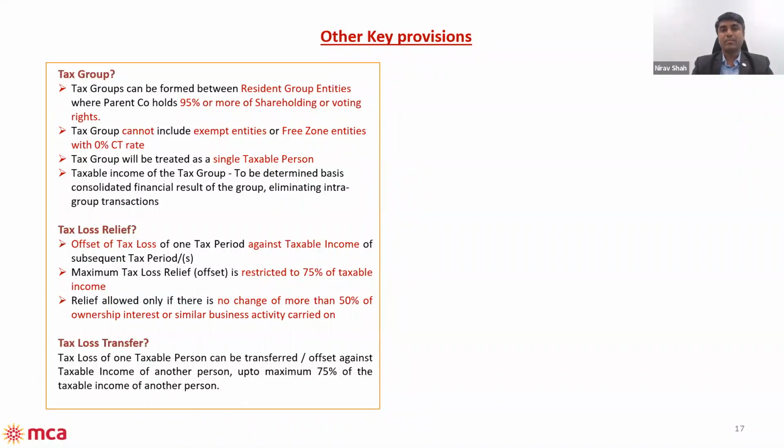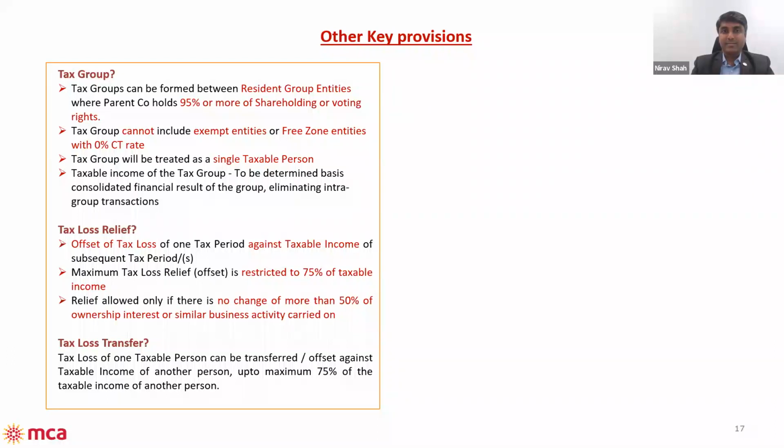What are those conditions? Basically, one basic condition is that the holding company and the subsidiary company or subsidiary companies need to be resident legal persons. Means only UAE companies can form a tax group. And the minimum shareholding between the holding and subsidiary company should be 95%. Another important condition is that those entities should not be an exempt entity which is not subject to tax, or a free zone entity which is subject to 0% corporate tax.